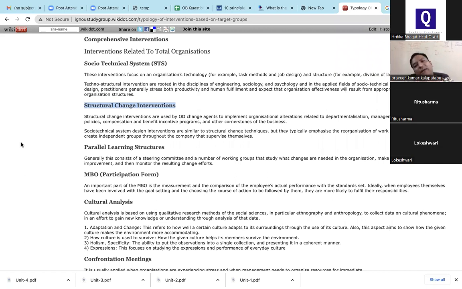It would also be the market situation which will actually tell how to organize your organization. Okay, but it is different from socio-technical system which is on the top. So next is parallel learning structure. We read it in fact as one big unit, right?